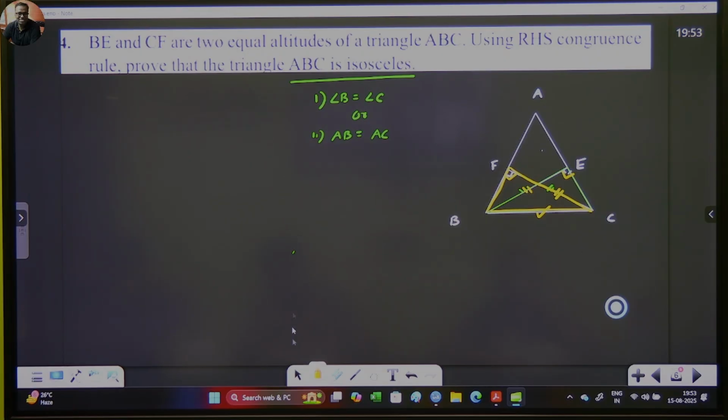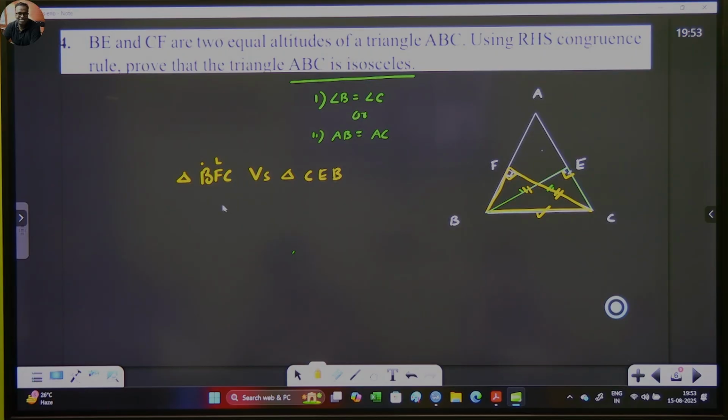So our triangle should be written in this manner. How should we write the triangle? BFC, so that it's a right angle triangle. The right angle should always come in the middle. BFC and this versus which triangle? CEB. Agreed? So RHS.